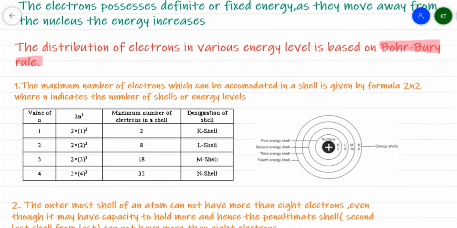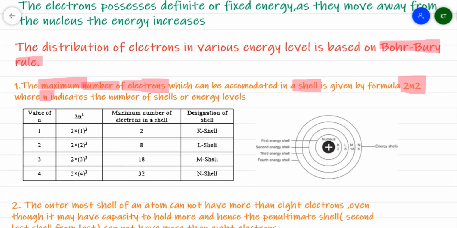The very first rule says that the maximum number of electrons which can be filled or accommodated in a particular orbit or shell is given by the general formula 2n square, where the value of n indicates the number of the shell or energy level, like 1, 2, 3.